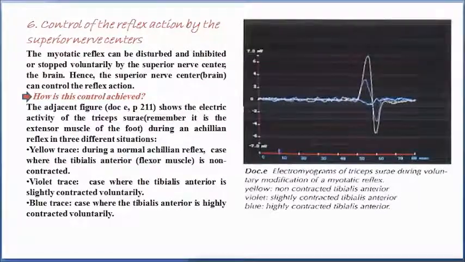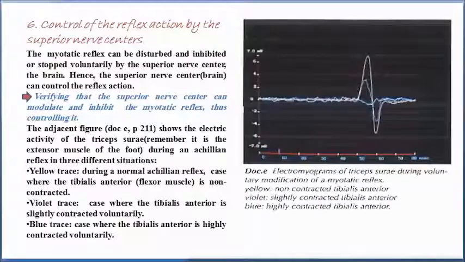Finally, we come to our last point in the session today, which is the control of the reflex action by the superior nerve centers. Remember that at the beginning of our session, the title called our attention, which was reflex control, that is, the reflex can be controlled, and we asked ourselves, how can the reflex be controlled? So this part is going to give you an answer to the question.